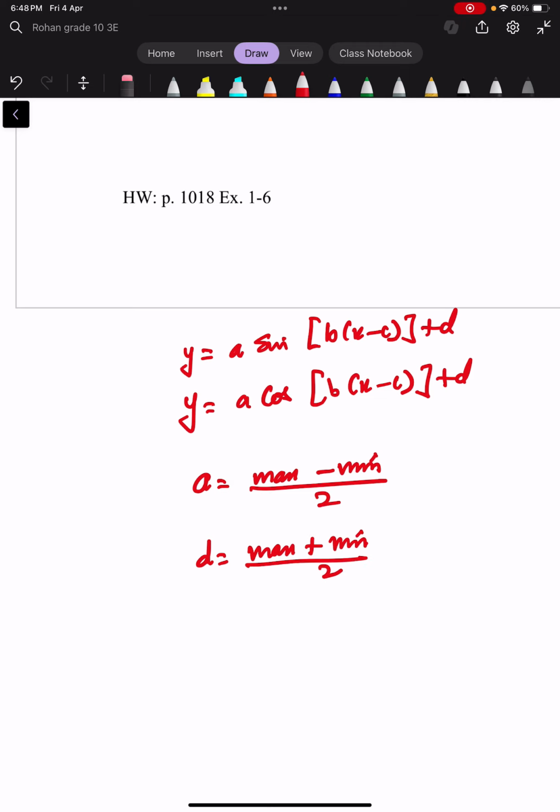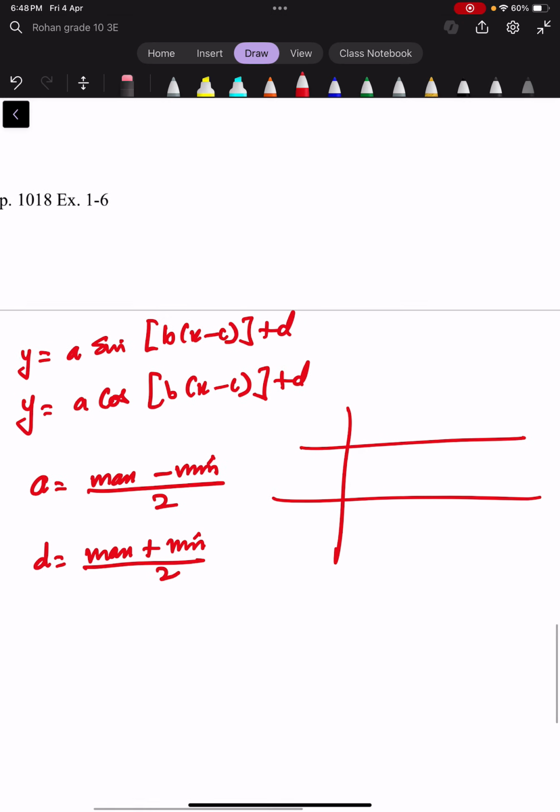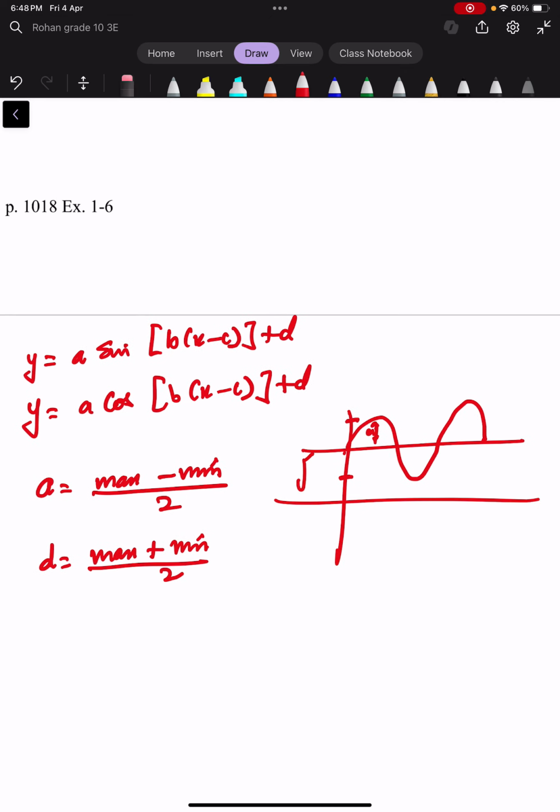You remember that? There was no D. Oh, D is your vertical shift. It's like this: this is your max, this is your min. If you subtract and divide, you'll get the amplitude. If you take the average, you'll come to know how far it has gone up.